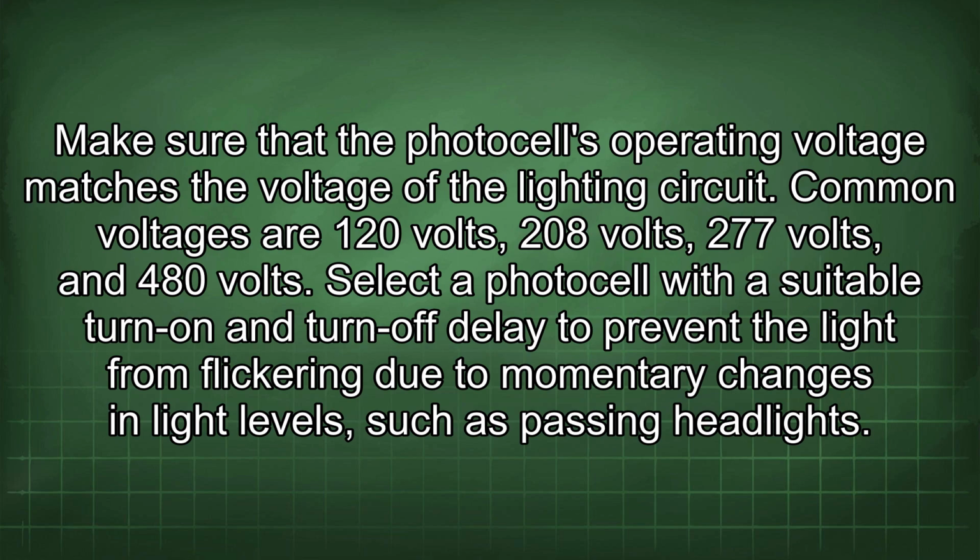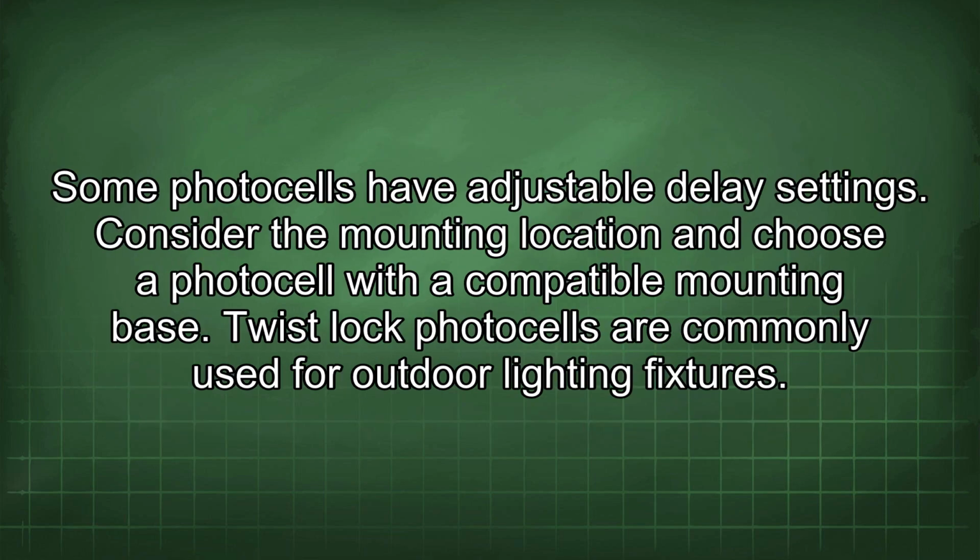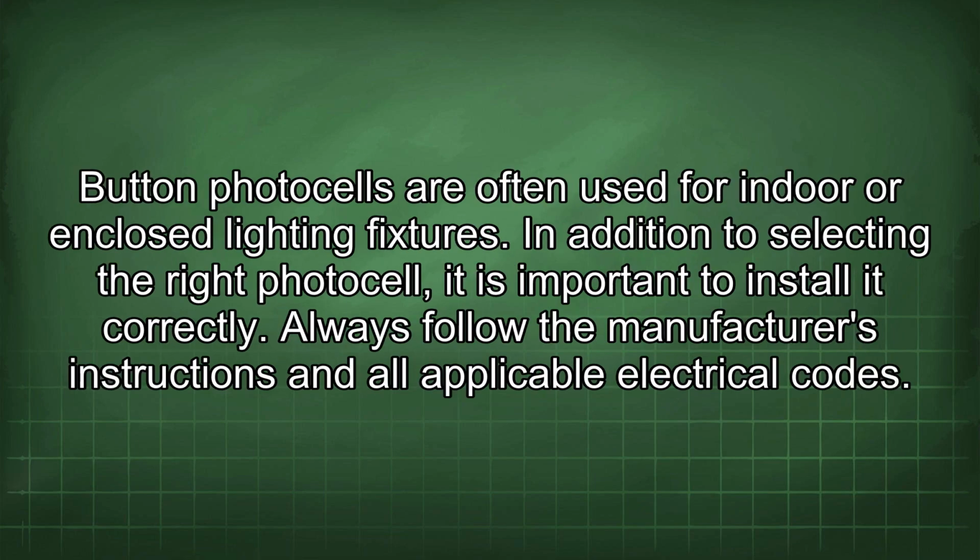Select a photocell with a suitable turn-on and turn-off delay to prevent the light from flickering due to momentary changes in light levels, such as passing headlights. Some photocells have adjustable delay settings. Consider the mounting location and choose a photocell with a compatible mounting base. Twist lock photocells are commonly used for outdoor lighting fixtures. Button photocells are often used for indoor or enclosed lighting fixtures.